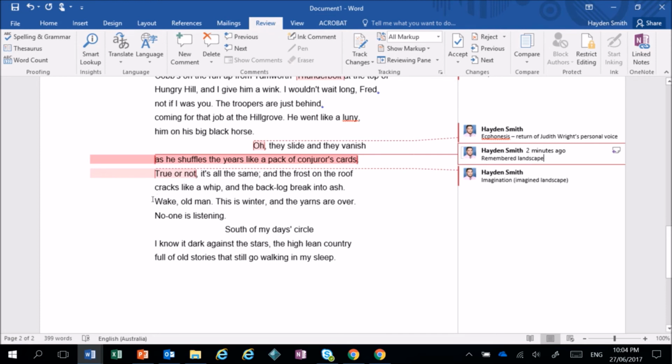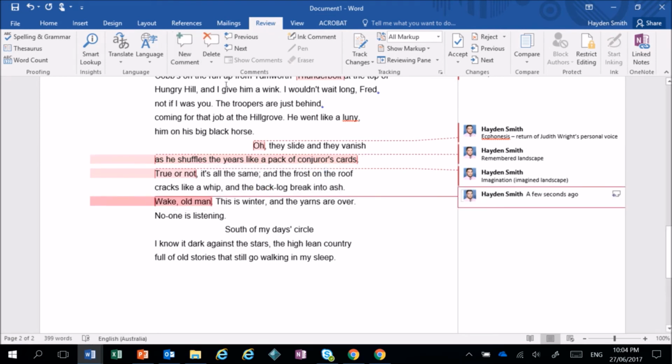Wake, old man, this is winter. So this short truncated sentence here, it's got quite a few techniques you could use. You've got the short truncated sentence, you've also got a highly modal expression, and I would also say it's got that imperative language, even tone. Wake, old man. It's almost wake from your dreams, from the half dreams of storytelling and sleep, of imagination, memory. Wake, old man, this is winter, and the yarns are over.